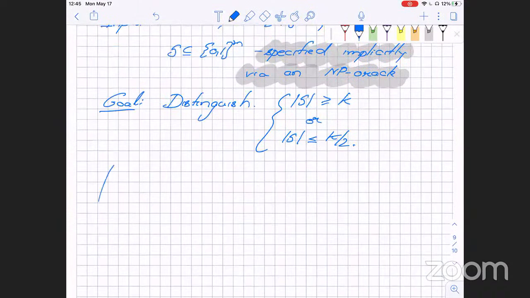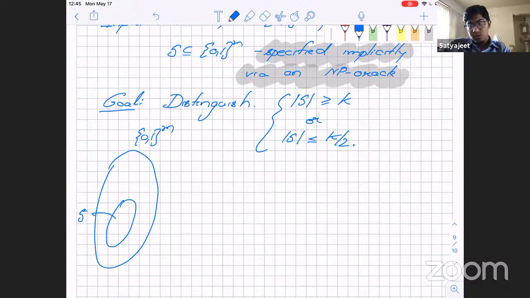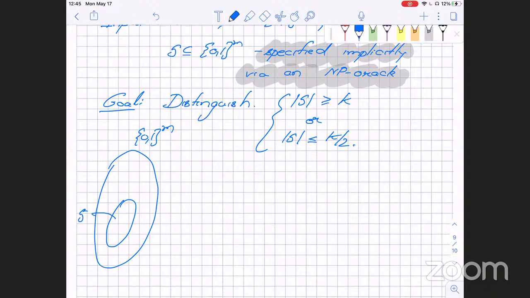So let's look at the picture again. This is the universe, {0,1}^m. I give you some S. You need to tell me whether this S is large or small, and you need to do it using public coins. Can you query random points? You can pick a random point, but you do not know how large or small S is. S could be so small that a random point will almost never lie in S.